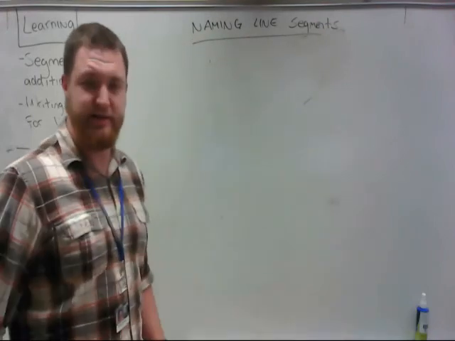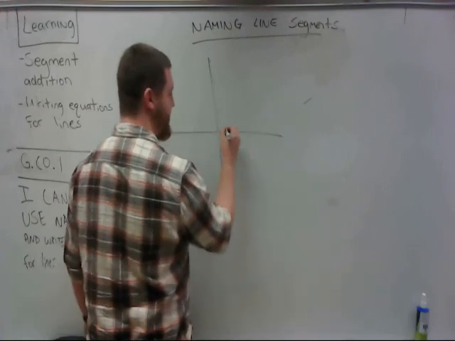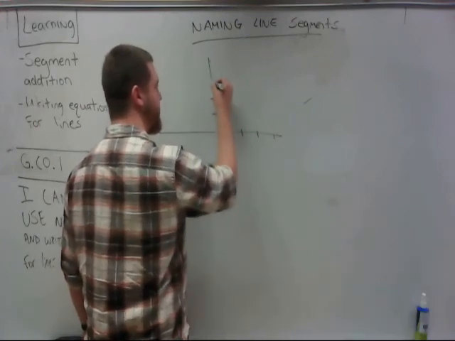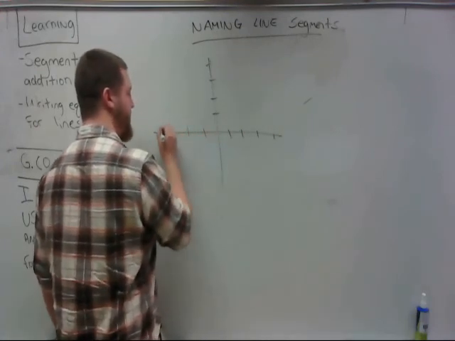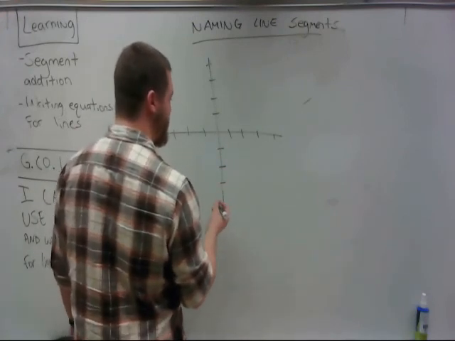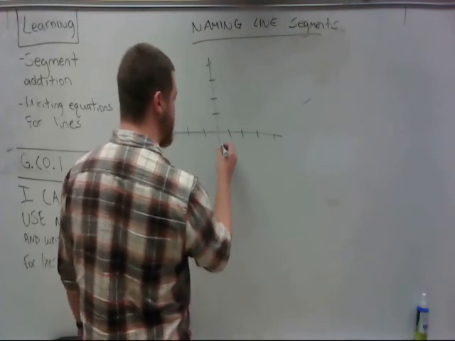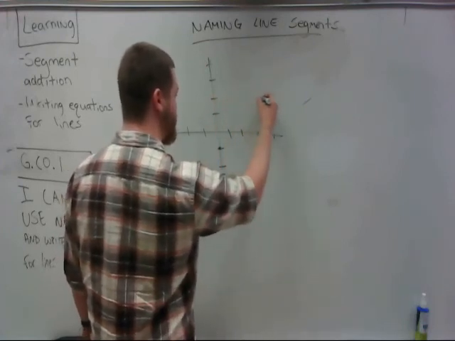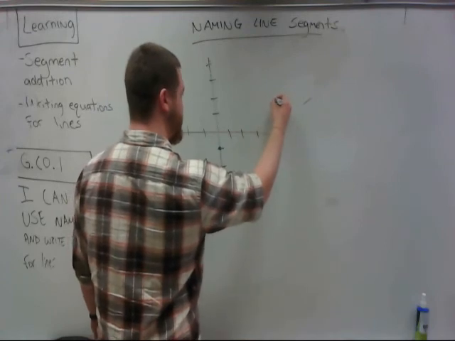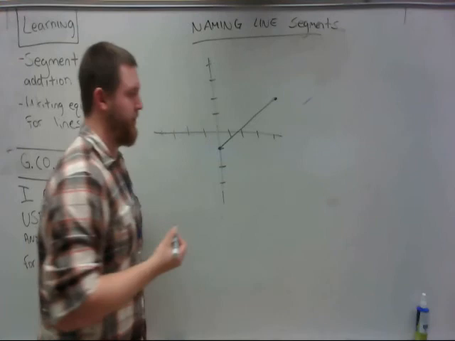Okay, so a line segment is a segment of a line. That's easy enough. So if we have our grid here, and we have a line segment that goes from this point to this point. There.